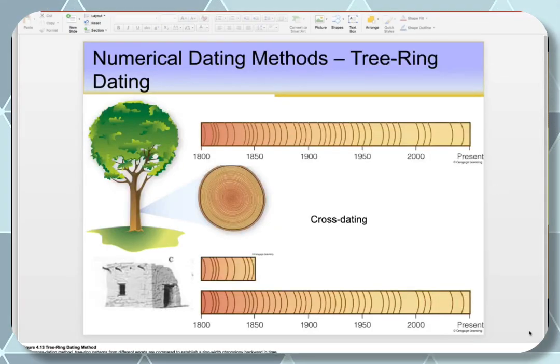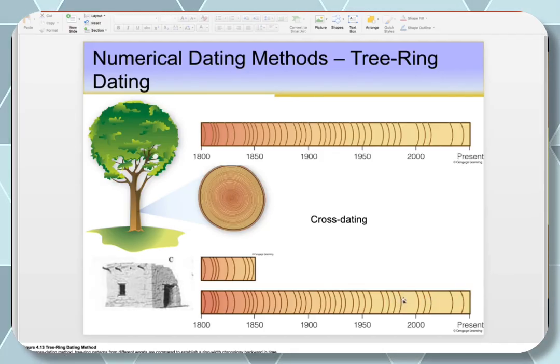Now the other method of dating is tree ring dating. And the way tree ring dating works is that each tree ring represents 1 year. So you can literally take a living tree and count the rings and figure out how old that tree is. And so by doing that, you can take a living tree, and especially some of these old redwood trees that live for several hundred years, you can count back the tree rings.